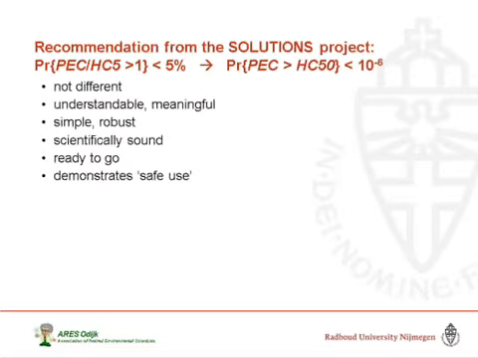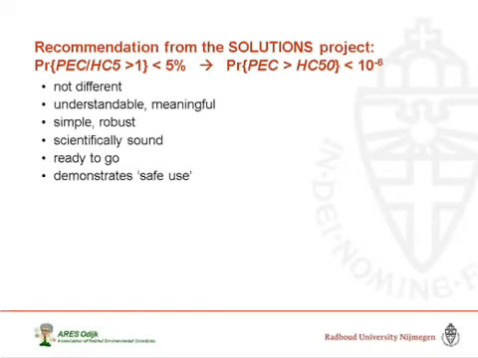Really, the recommendation is to replace the chemical safety criterion as it is now, and that is that PEC is smaller than PNEC, which is the same as the probability that PEC exceeds HC5 is smaller than 5%.